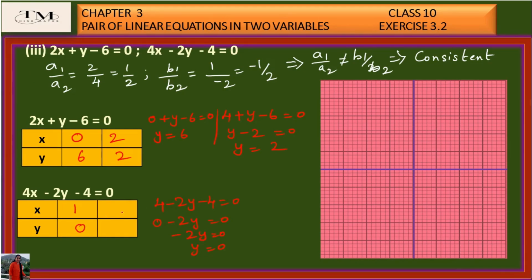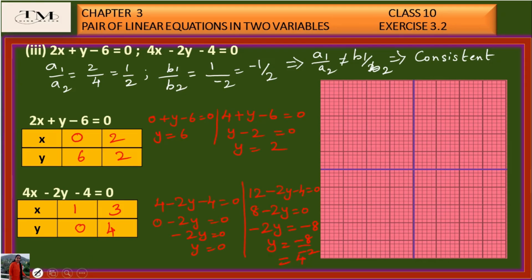Next I am going to take x is equal to 3. If you take x is equal to 3, it is 4 into 3, 12 minus 2y minus 4 equal to 0. So 12 minus 4 is 8. So 8 minus 2y equal to 0. So minus 2y equal to minus 8. Then y will be equal to minus 8 divided by minus 2. Minus will get cancelled. 8 divided by 2 is 4. So we got the coordinates for both the equations.